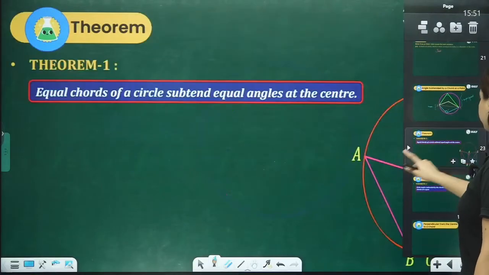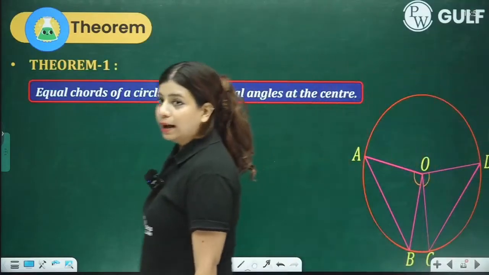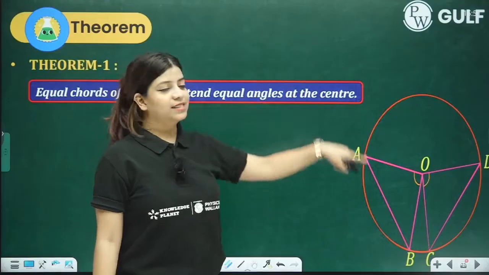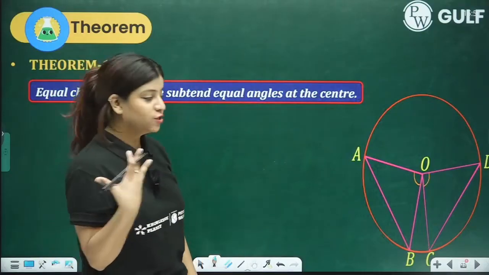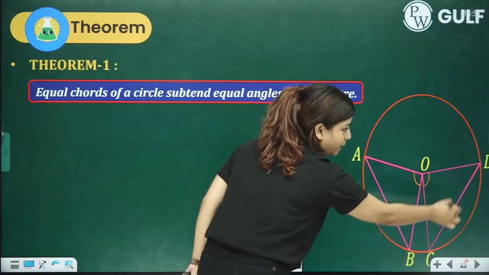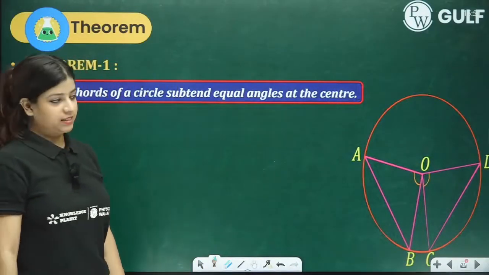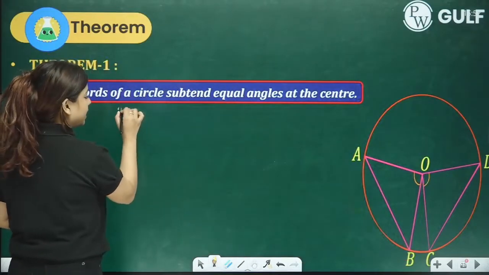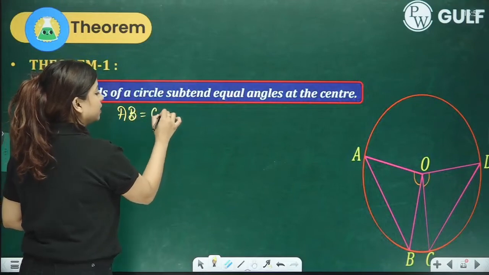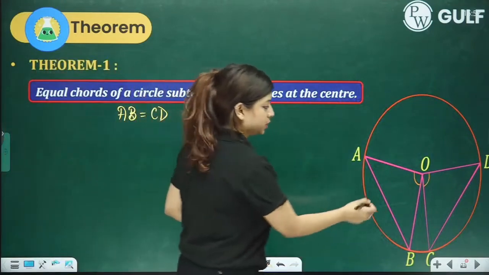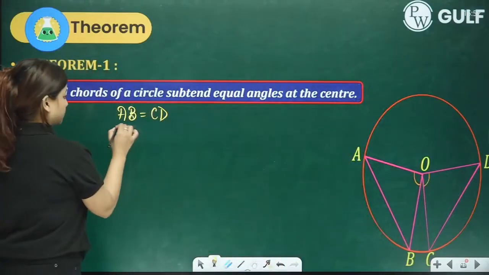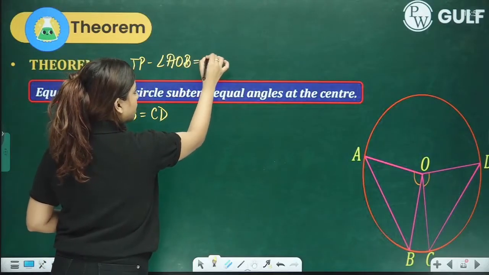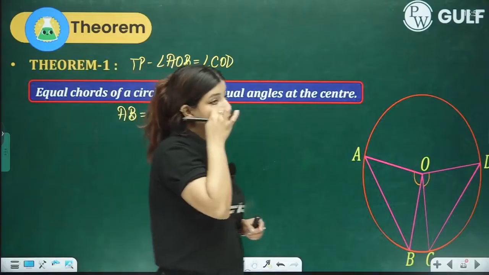Let's move forward. So from here theorem 1 comes into play, which says equal chords of a circle subtend equal angles at the center. Now what does it mean, students? For example, it is given that AB and CD are 2 different chords of this circle. What can we say over here? That AB is equal to CD. That is given in the question. What we have to prove in this theorem is that angle AOB is equal to angle COD.